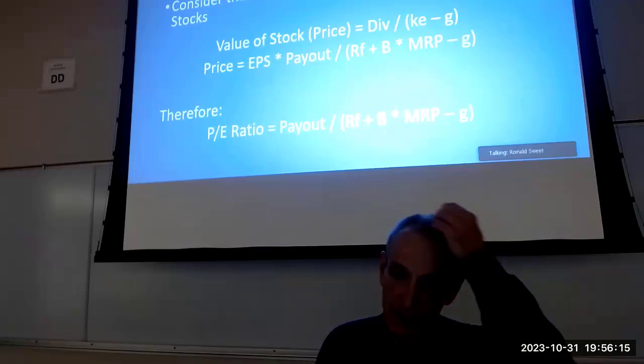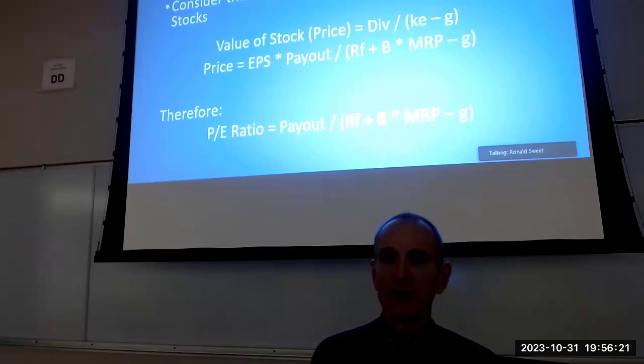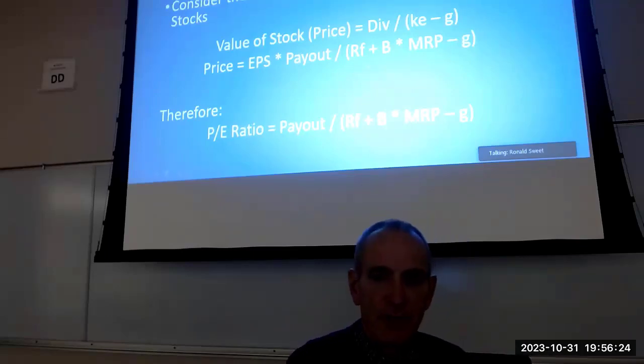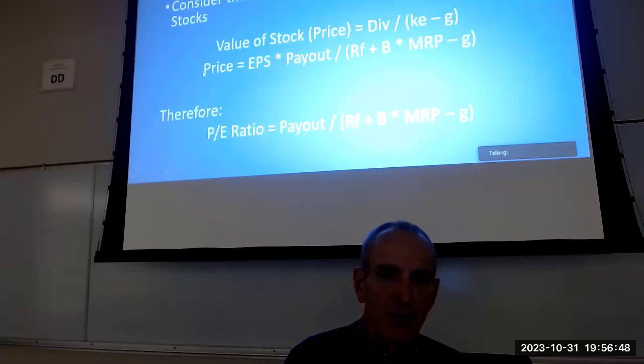All right, so you're going to need this for paper 7. So think back to the Gordon growth model. I've simplified it, but the price of a stock is dividend divided by discount rate minus g. What is a dividend? A dividend is earnings per share times payout. Y'all agree with that? Your earnings per share times your payout. So price equals earnings per share times payout, divided by the risk-free rate plus beta times the market risk premium, minus growth. I'm kicking out the Ke; there's your CAPM.